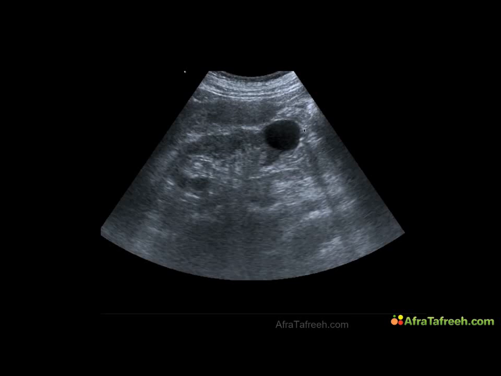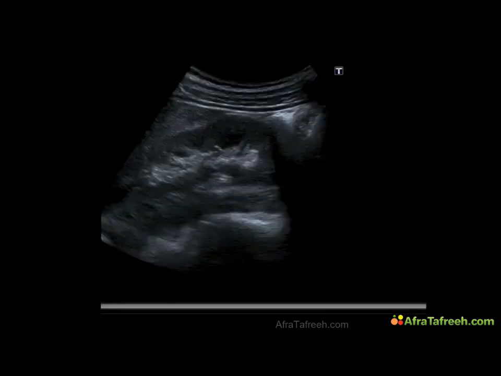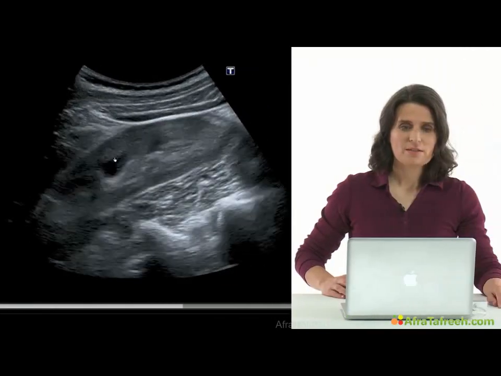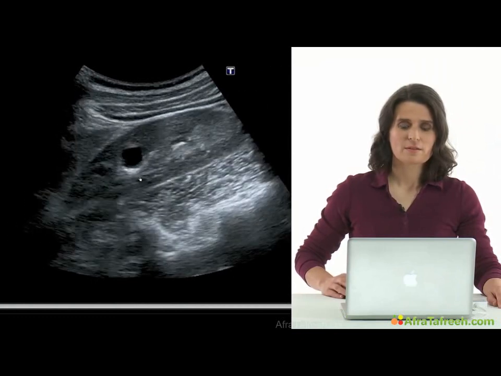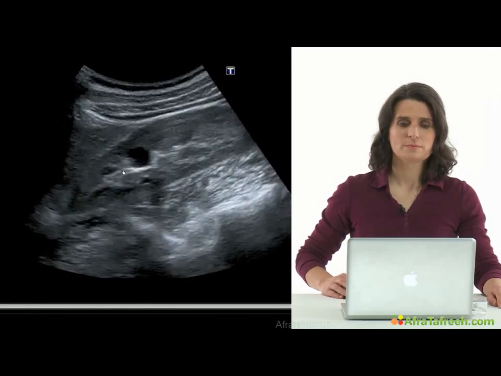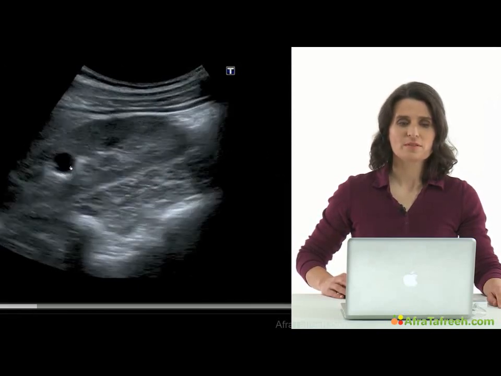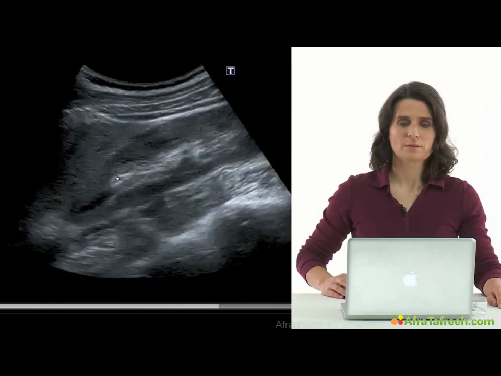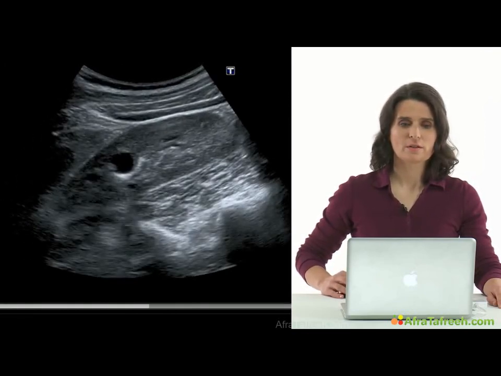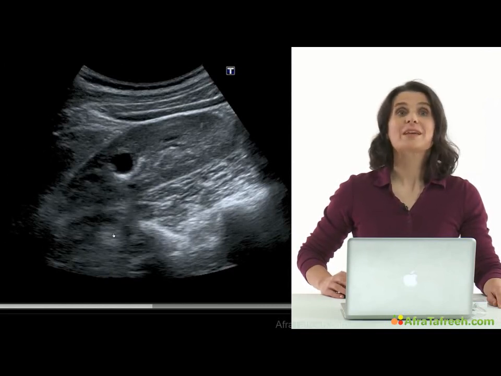This is a cyst of the caudal renal pole, a parenchymal cyst. Again, all criteria for cysts are fulfilled. Here we got a video clip of the right kidney, and we can easily detect this cystic structure over here. A simple renal cyst. Again, echo-free, sharp, thin walls, and dorsal acoustic enhancement.